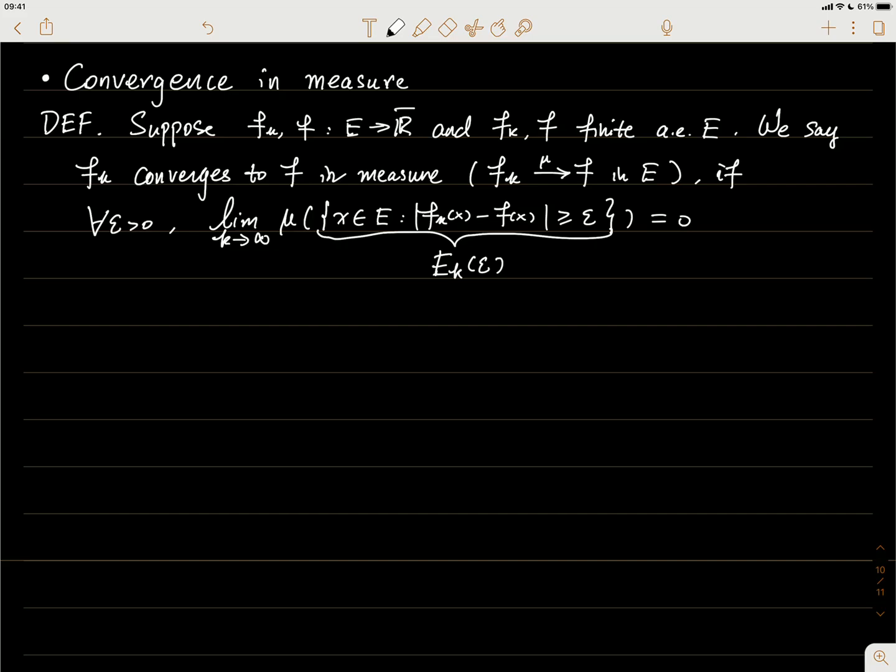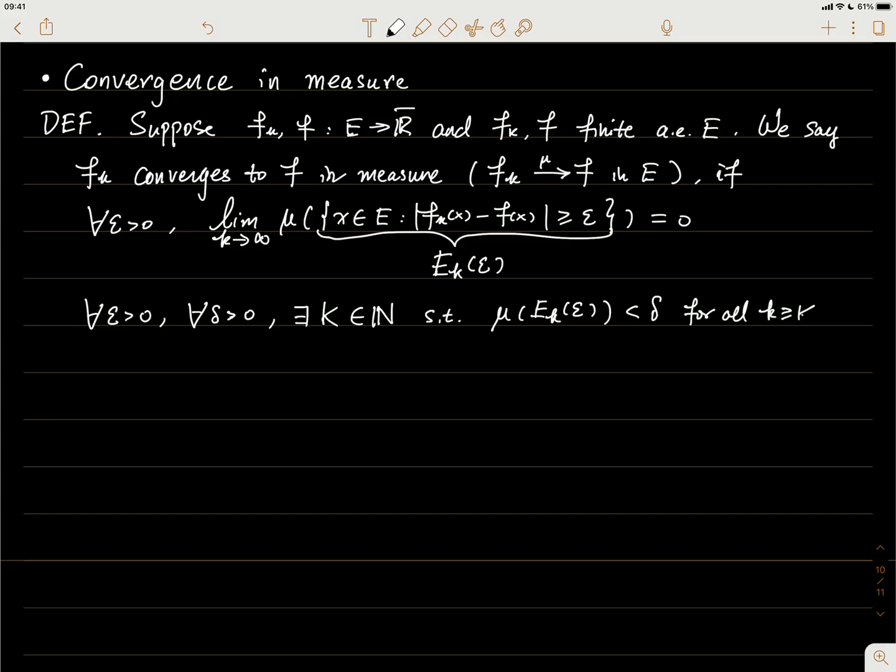So remember that this epsilon is always arbitrary, but it's specified at the beginning. This definition can also be written in this way. For any epsilon greater than 0, I'm going to write out what this limit actually is. So this is equivalent to saying that for every epsilon and for every delta, where delta is evaluating the measure of this set: for any epsilon greater than 0 and for any delta greater than 0, there exists an integer capital K such that the measure of this E k epsilon is less than delta for all k greater than or equal to capital K. Okay, so this is the equivalent definition.